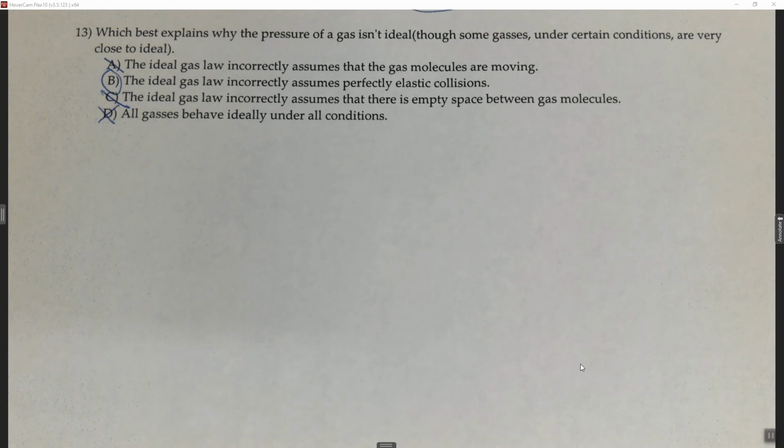Okay, so the answer here is choice letter B, and it's basically looking at the van der Waals equation through a question like this.